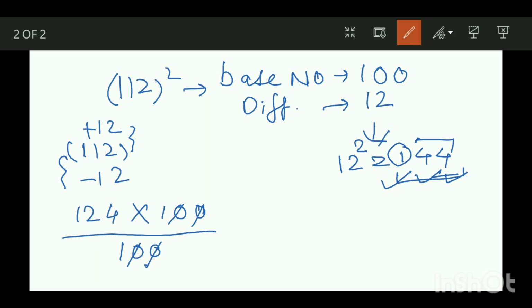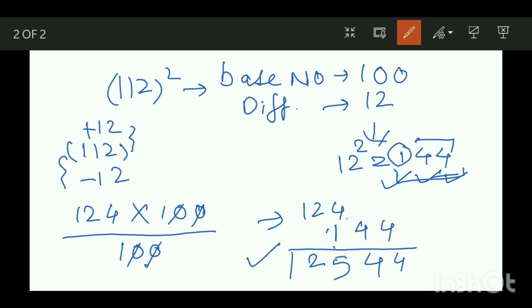In the next step you have to understand what we will do with this 1. So 124 we will get as it is. Now this 1 we have to add here, and 44 will be the same. So 44 and 1 would be 45, so 4 plus 1 is 5, and 2 and 1 is 2 1 with the carry. So this would be the square of 112. I think it is very easy.